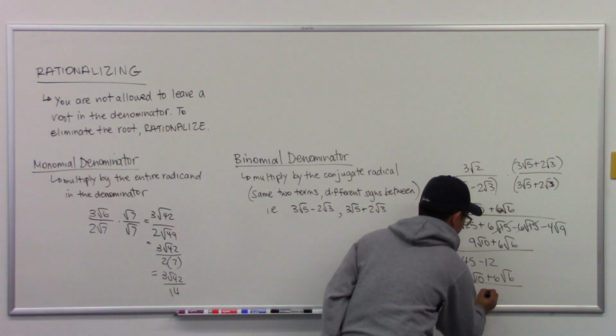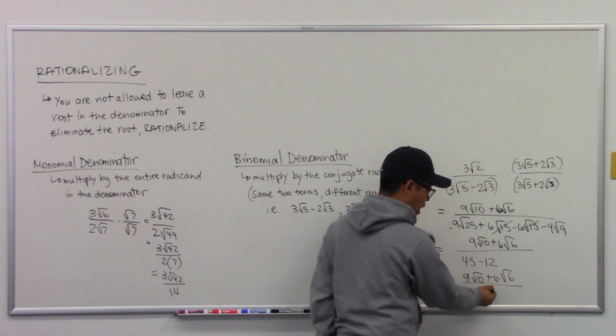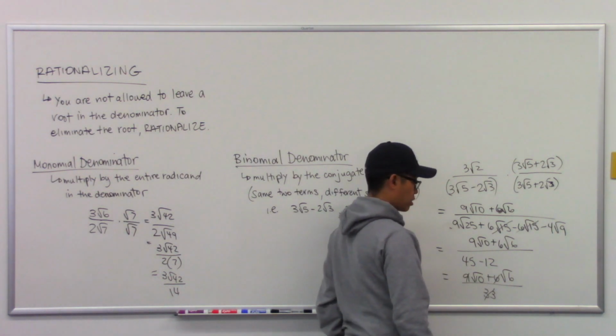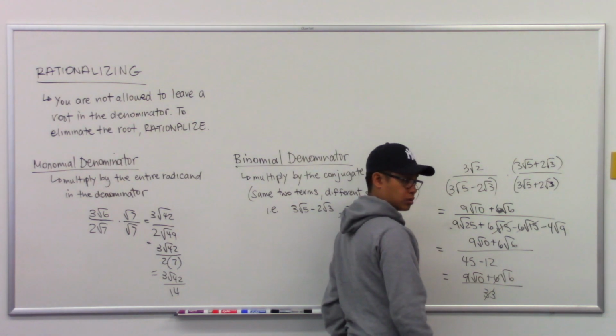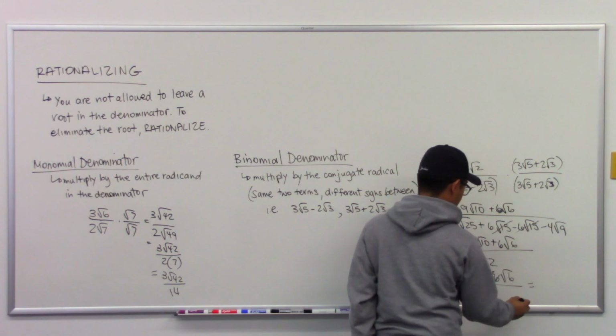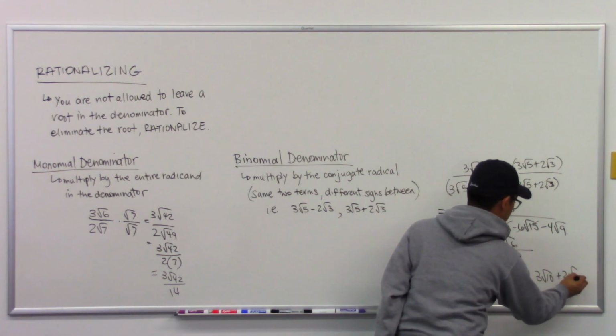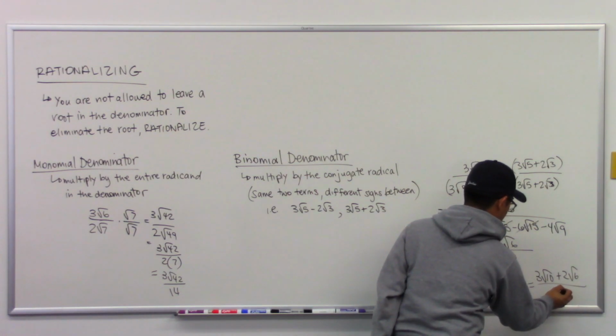Actually, not the final answer yet. Over 33. But you can reduce everybody by 3. Only if everybody can do it do you do it. So the final answer is 3 root 10 plus 2 root 6 all over 11.